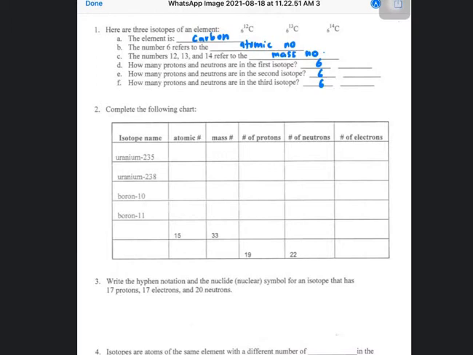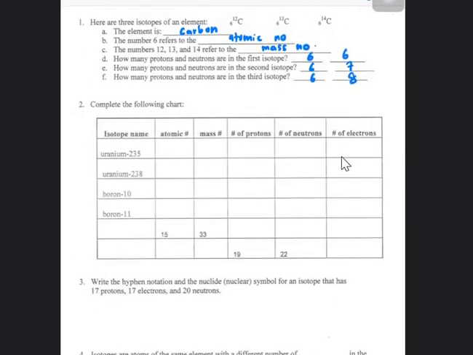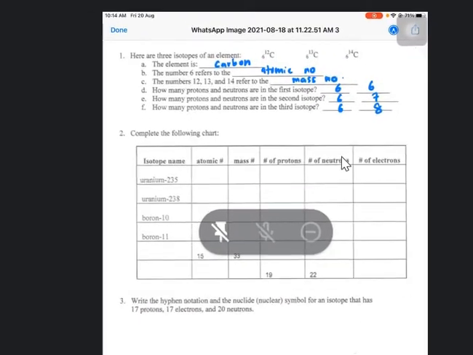So untuk carbon 12, how many neutron? 6. Carbon 13? 7. And carbon 14? 8. Okay. Alright. So let's move to number 2.